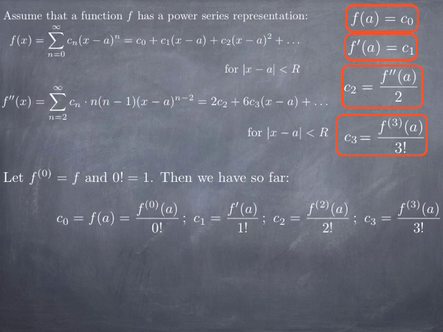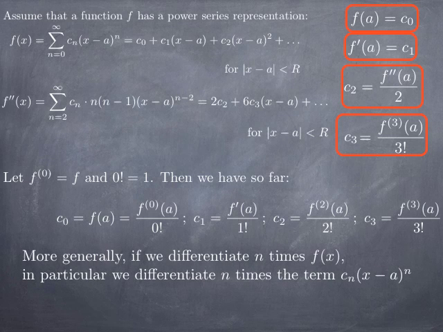C1 is the first derivative of f evaluated at a divided by 1 factorial, which is just 1. C2 is the second derivative of f at a divided by 2 factorial, which is 2. C3, third derivative of f at a divided by 3 factorial. And so it looks like the nth coefficient in the power series representation of f has to be the nth derivative of f at a divided by n factorial.